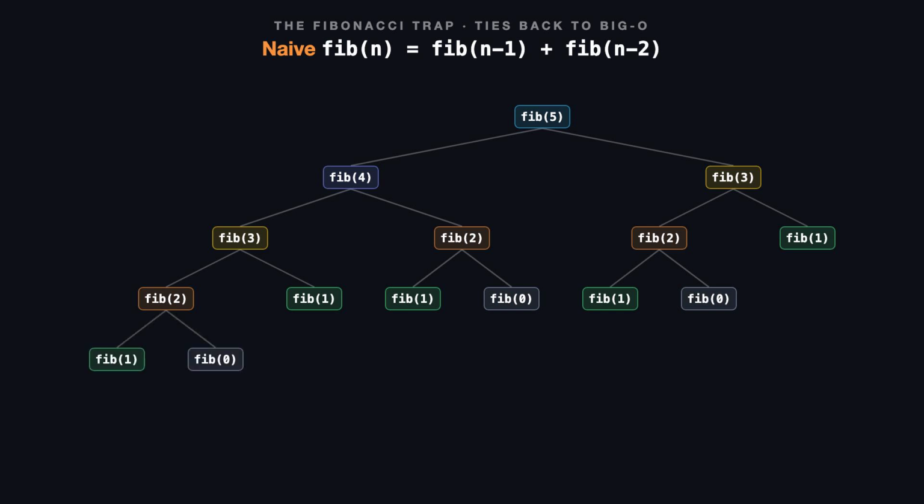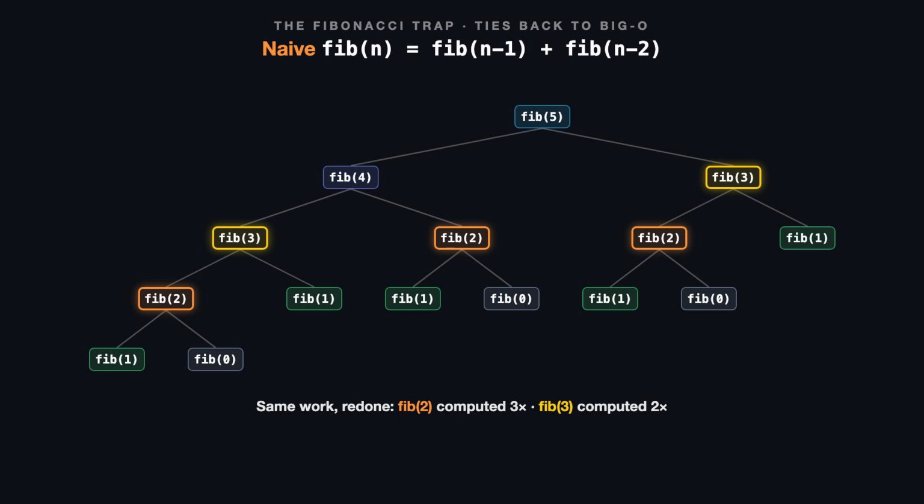Watch the call tree for fib of 5. It calls fib of 4 and fib of 3. Fib of 4 calls fib of 3 and fib of 2. But look, fib of 3 is now computed twice. Go deeper and it gets worse. Fib of 2 shows up 3 separate times. The same little subproblems get recomputed again and again, in branches that never talk to each other.